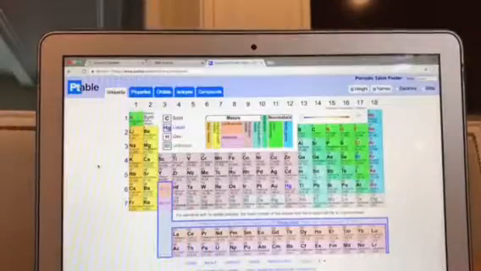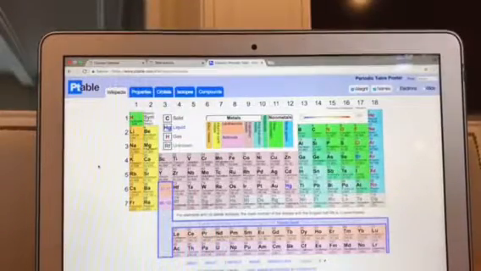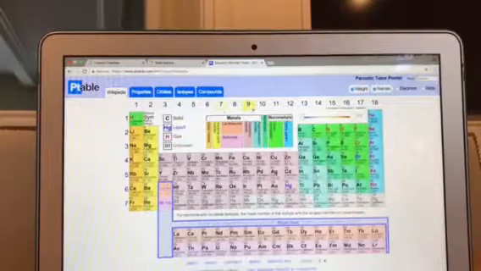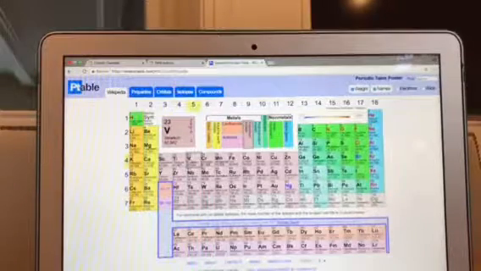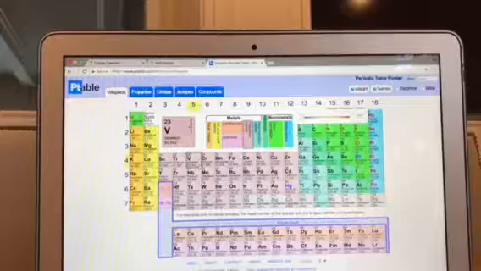Let's take a look at the periodic table. The periodic table is organized into periods, which are the rows, and groups, the columns. Periods are the rows. From left to right, the atomic number increases. Each period also increases in valence electrons. Valence electrons are the electrons on the outermost energy level.